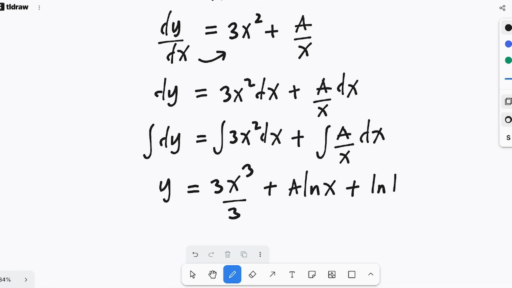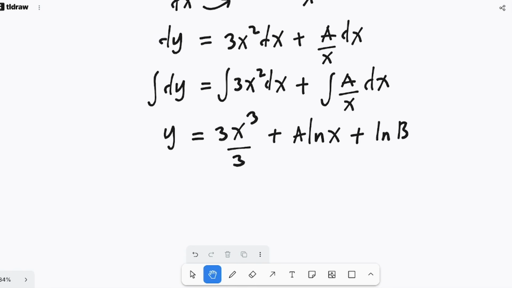So we have ln b as the constant. We can go ahead and simplify this. So we have y is equal to x to power 3.